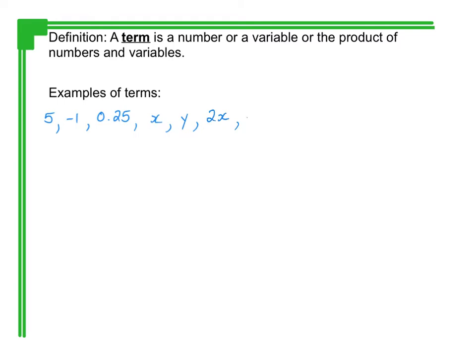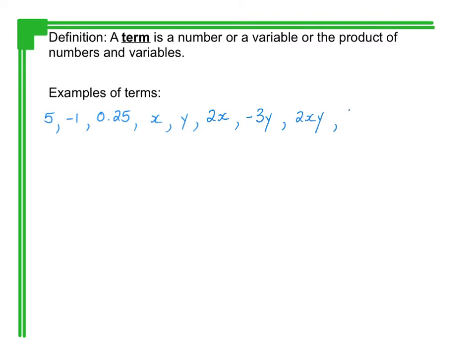We could have -3y. That's the product of the number -3 and the variable y. We could multiply more than one variable together. We could have 2xy. And when we write them all beside each other like that, it just means we're multiplying a 2 and an x and a y.